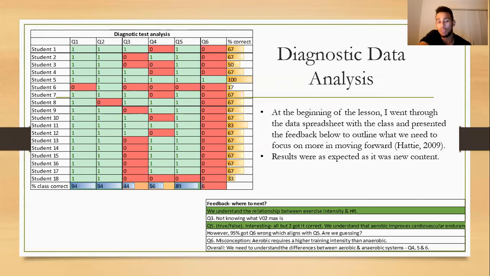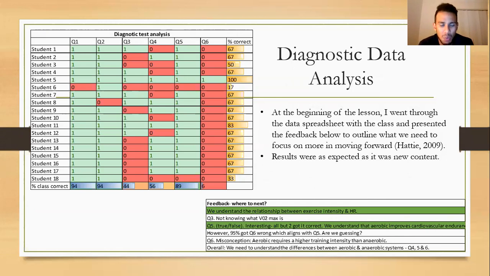Question 3, only 44% got that one correct, and this was simply not knowing a term, so not knowing what VO2 max is. And then question 5 was a true and false question. So this is pretty interesting. All but 2 got this one correct. They understand that aerobic improves cardiovascular endurance. However, 95% got question 6 wrong, which aligns with question 5. So I asked the students there if they were guessing during the class, and got some mixed responses there.